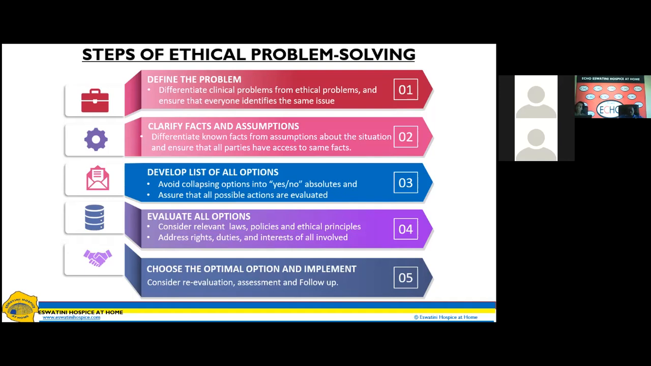And then we have to develop a list of all the options. Just open up your envelope. Just list all the options. Avoid collapsing options into yes, no, absolute.